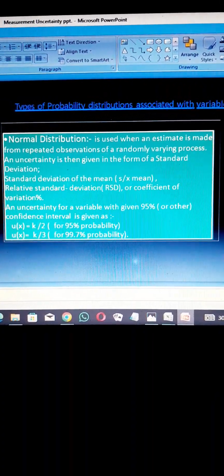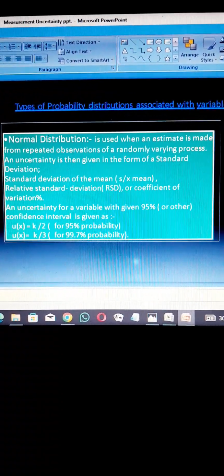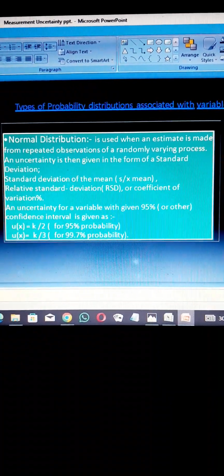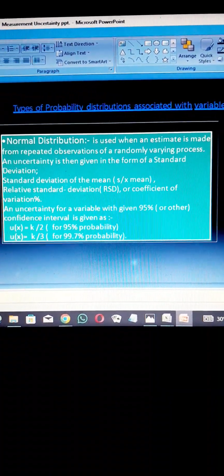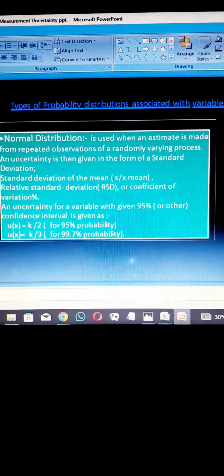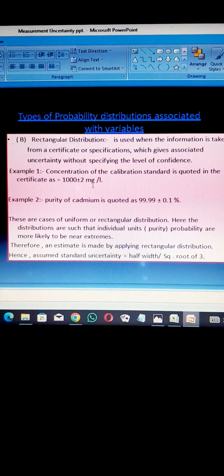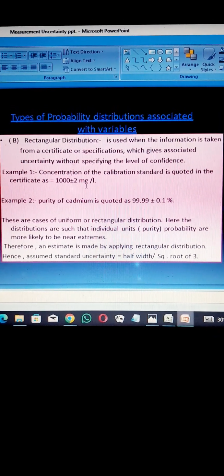And the relative standard deviation, RSD, or coefficient of variation in percent. The uncertainty of a variable with a given 95% or other confidence interval is given as mu x is k equals 2 for 95% probability, or k equals 3 for 99.7% probability. Then come to types of probability distribution associated with variables.